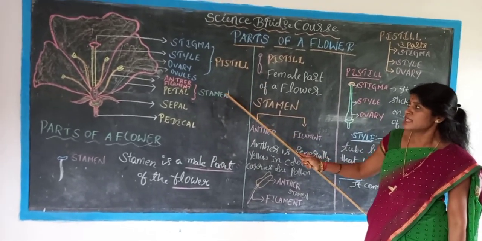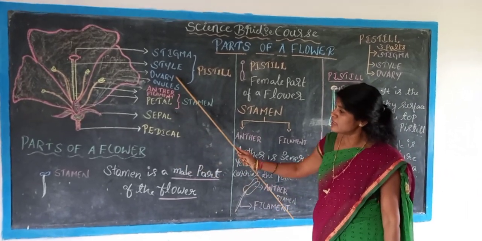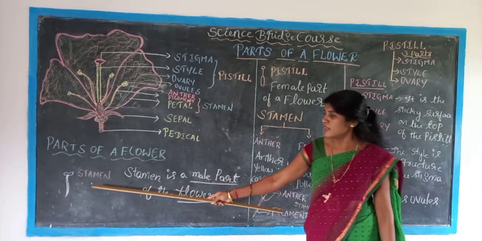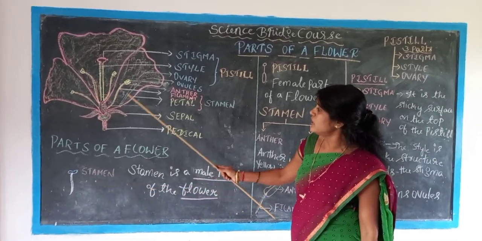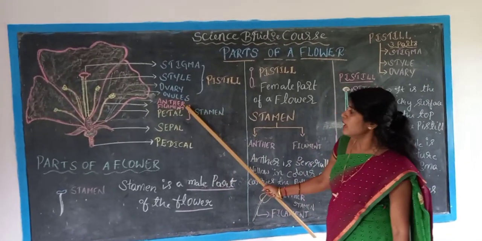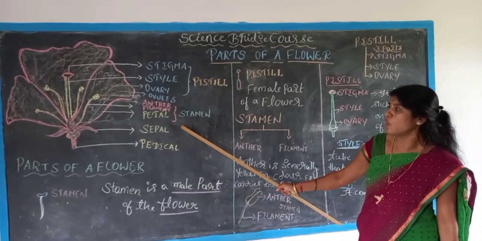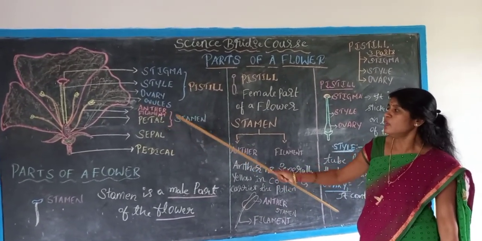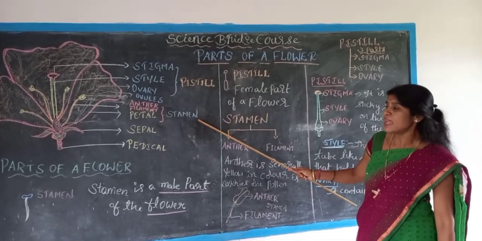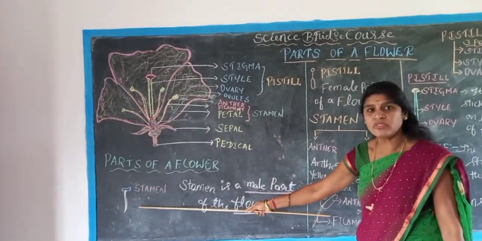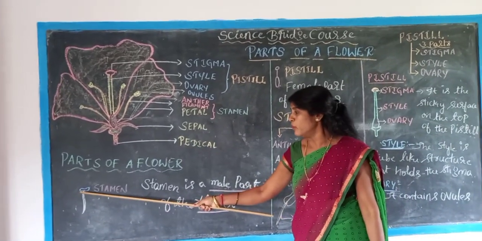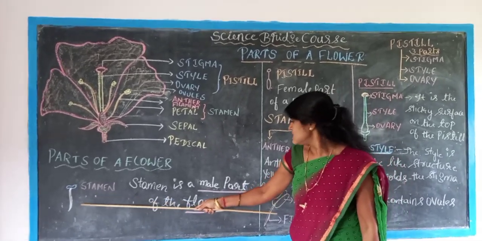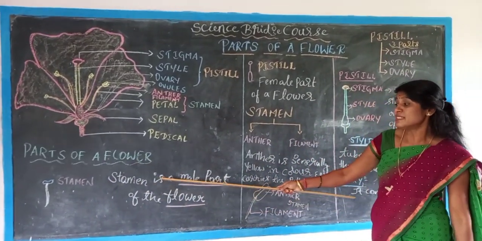Then let us discuss the parts separately. First one is the stamen. I already showed this: anther, filament and petal all together we call the stamen. I wrote the figure on the board. Afterwards, you take a book and copy this. This is the stamen.